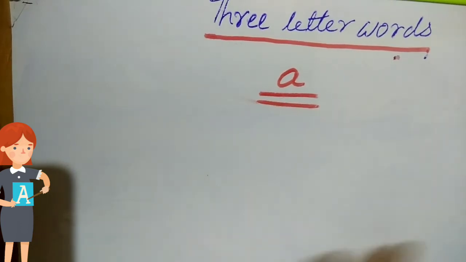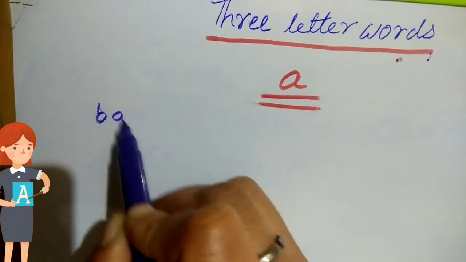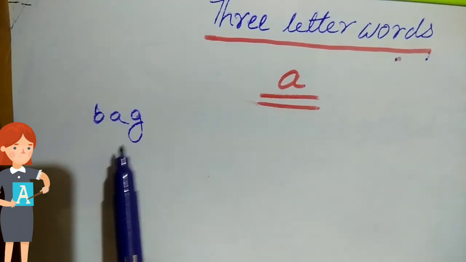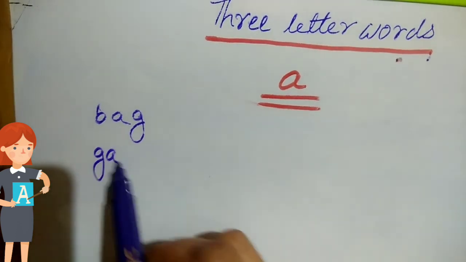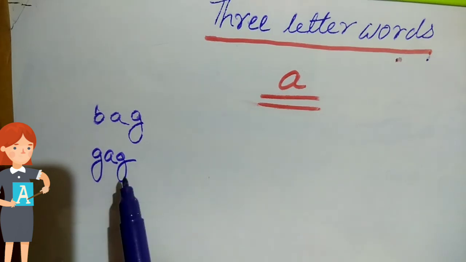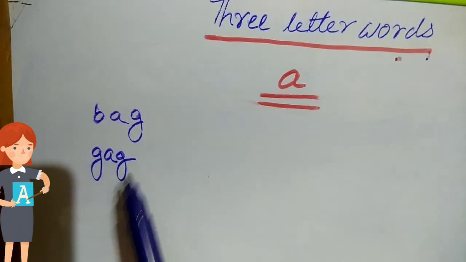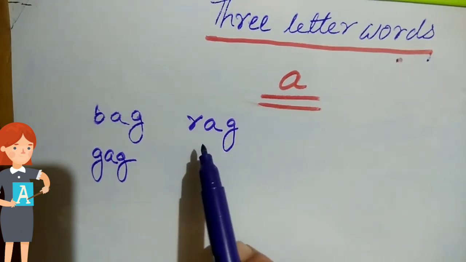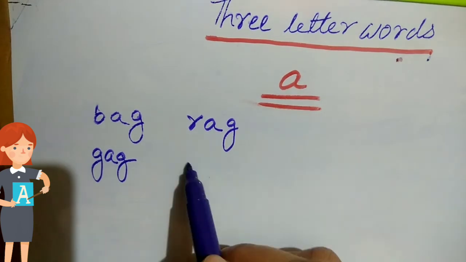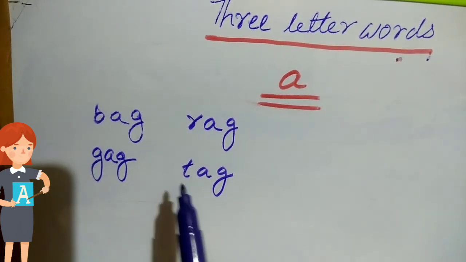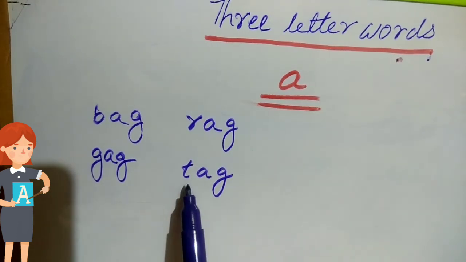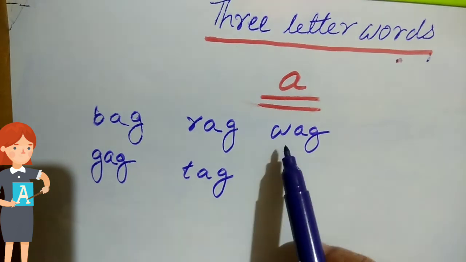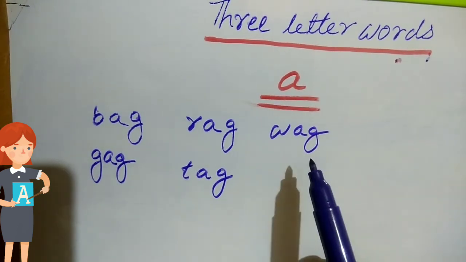Now, we will see some more words. That is B, A, G, bag. Next one, G, A, G, gag. R, A, G, rag. T, A, G, tag. And the next one is W, A, G, wag.